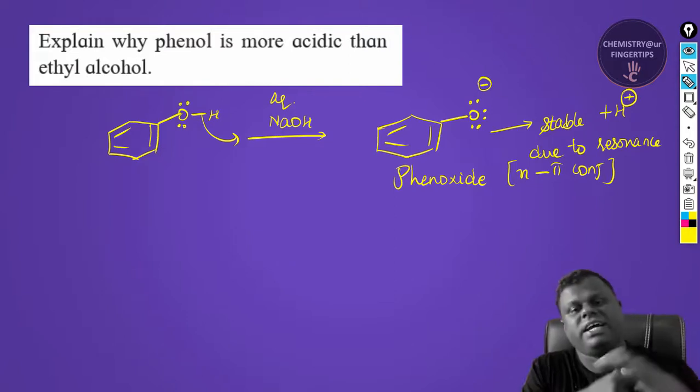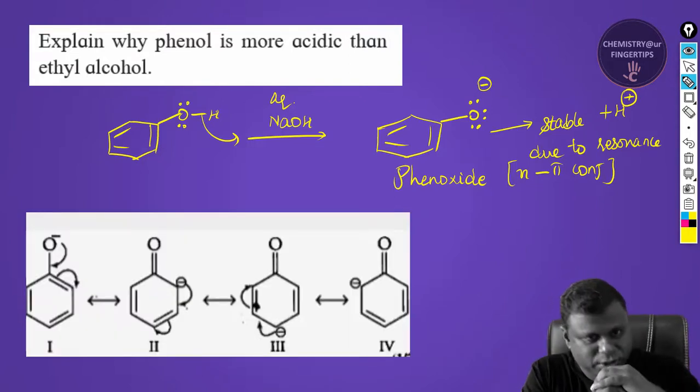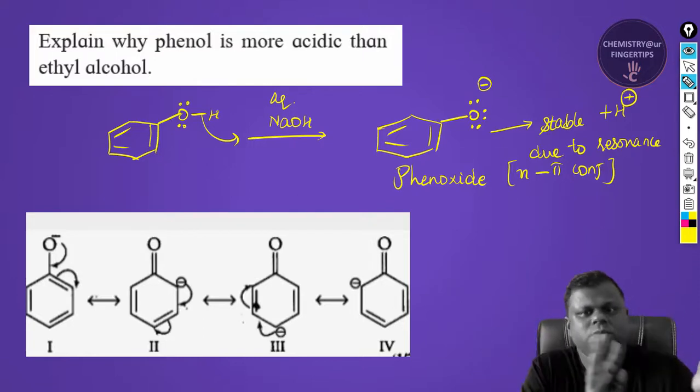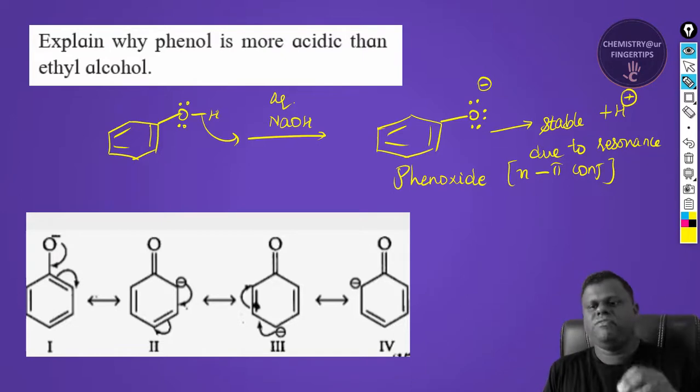Now, if you could see here, there are certain pictures which I've already shown on the screen, which actually tell you the n-pi conjugation and the different resonance structures of phenoxide ion.